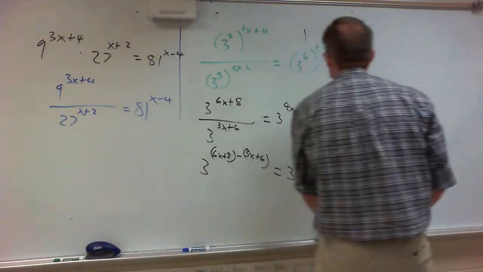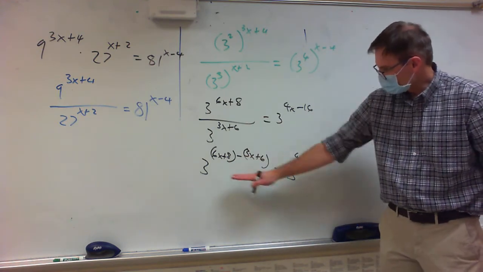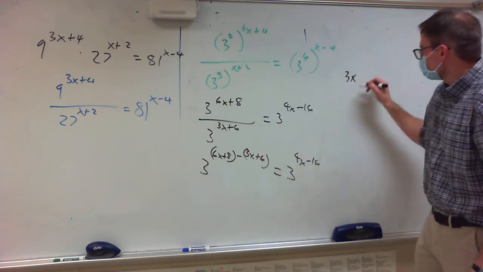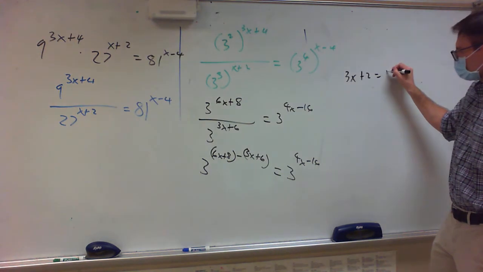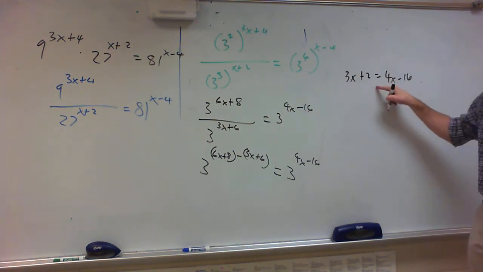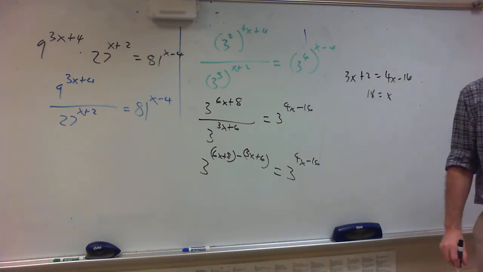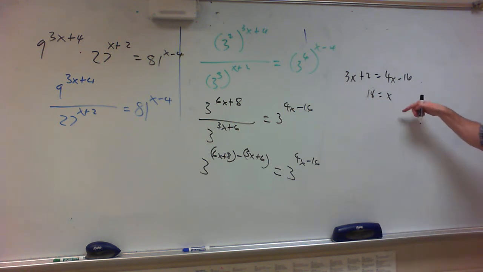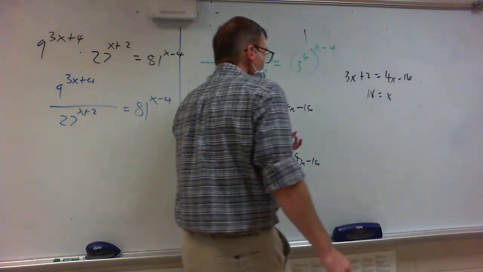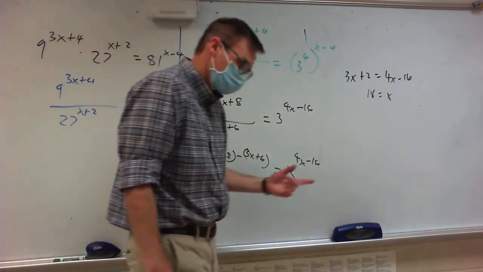And so now I end up with, let's see, I can just drop those. So 6x minus 3x is 3x. 8 minus 6 is 2, is equal to 4x minus 16. And so I end up with x is equal to 18. Does that make sense? I mean, it's the same thing, right? Everything hinges on 3 to some power equals 3 to some power. All right?